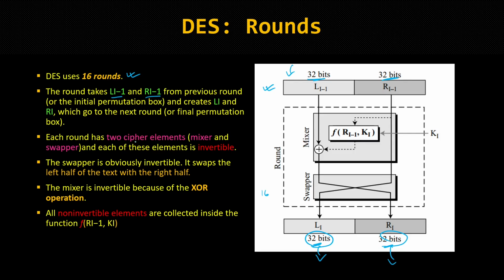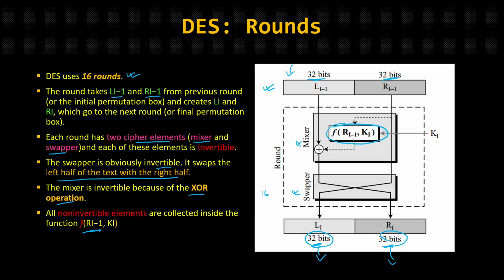Each round has 2 cipher elements. We can see the mixer and swapper that we have previously seen for our product cipher; they are also used here. Each of these elements, as we have already seen, is invertible. The swapper is obviously invertible, as it swaps the left half of the text with the right half. The mixer is invertible because of the XOR operation. The non-invertible elements are collected inside the function, and they basically cancel each other out in the encryption and decryption processes. Now let us see how this function is implemented.